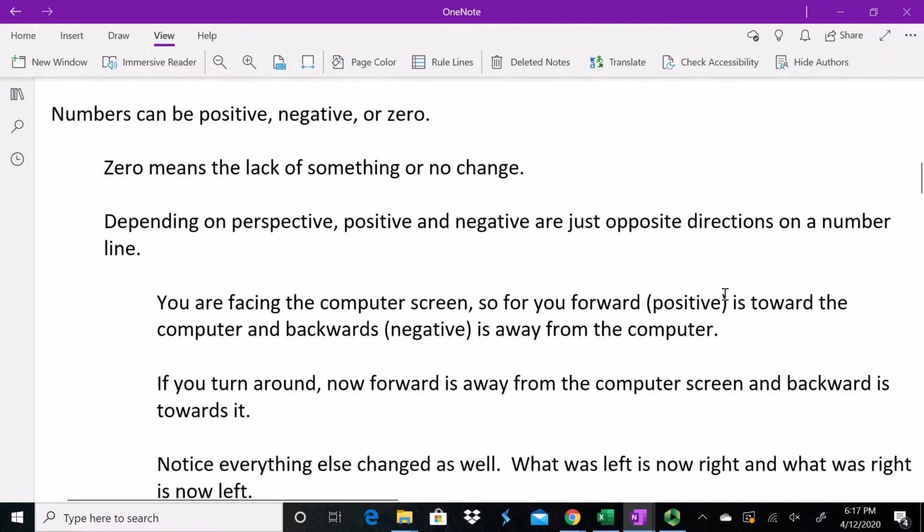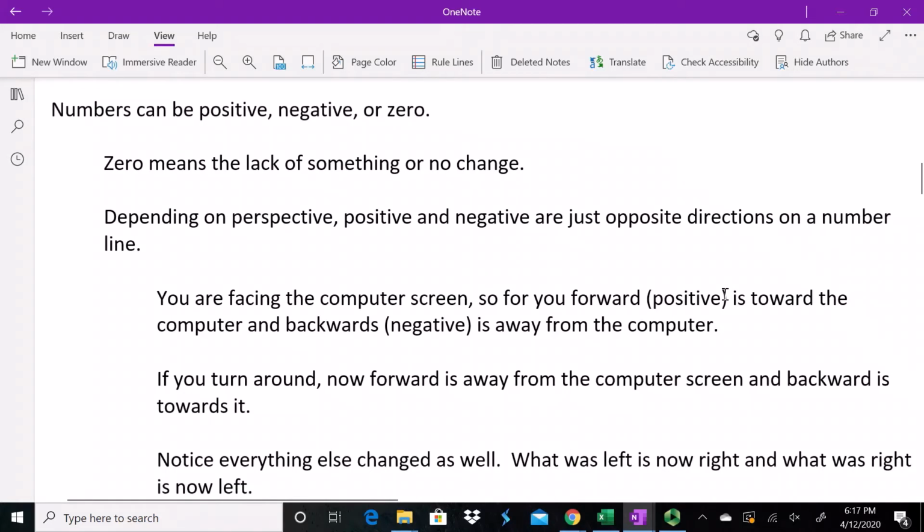Numbers can be positive, they can be negative, or they can be zero. Zero meaning that there's the lack of something, that there's no change that's happened. Depending on your perspective, positive and negative numbers are just opposite directions of the same number. So right now, you're facing your computer screen. That means that forward might be your positive, and backwards, which is away from your computer, would be negative. Now, if you turn around, you'd say, no, forward is away from my computer and backwards is towards my computer screen. So it has a little bit to do with perspective and understanding.